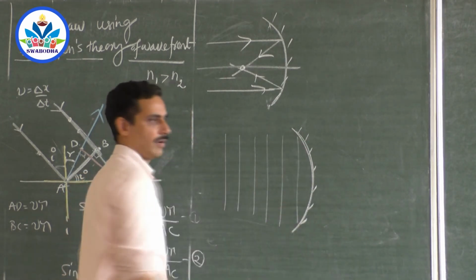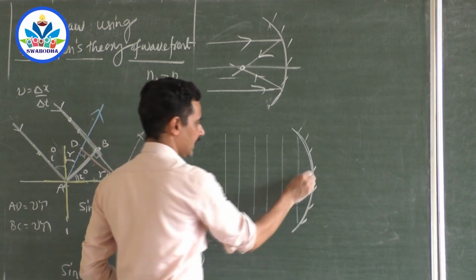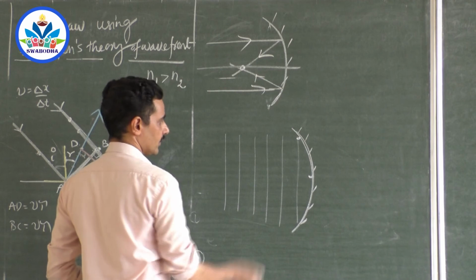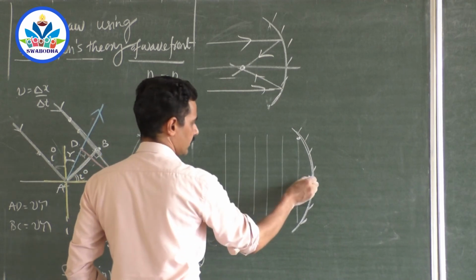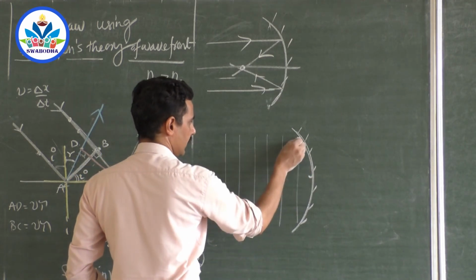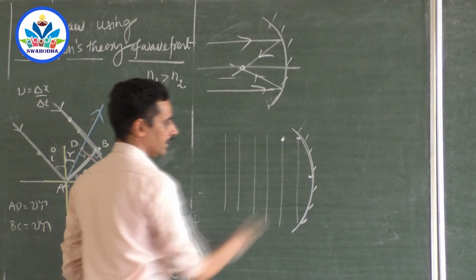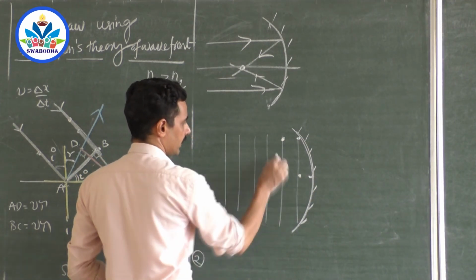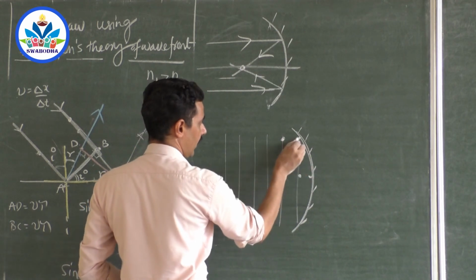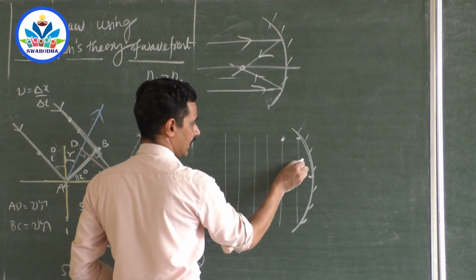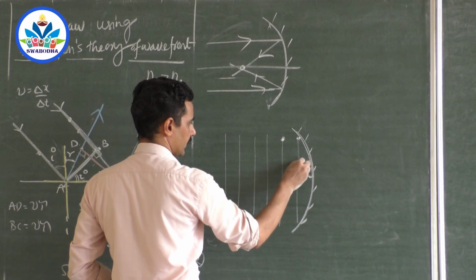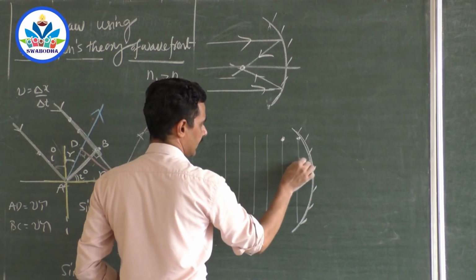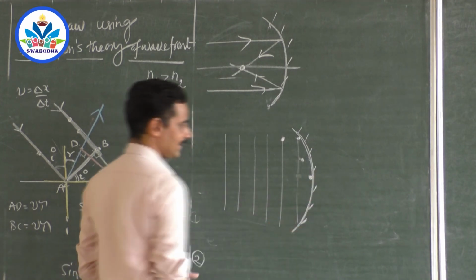They hit the concave mirror surface. This one hits first, so it gets reflected. What about this one? After reflection, suppose this wave reaches here, this one, a little late, will hit and be here. What about this one? It will hit the mirror not as early as this one, but a little late, and it will be somewhere here. Okay? And this one is hitting and returning back.